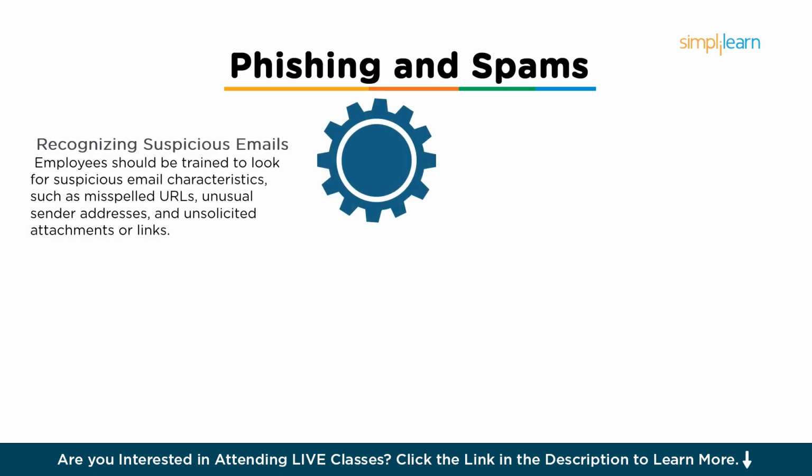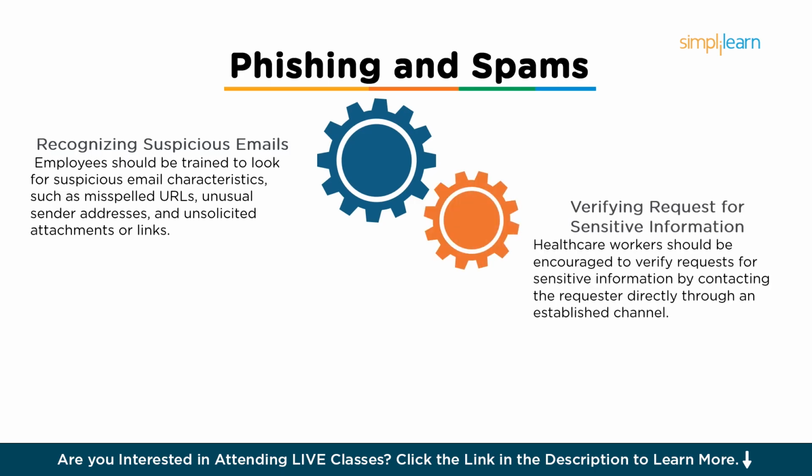Recognizing suspicious emails. Employees should be trained to look for suspicious email characteristics, such as misspelled URLs, unusual sender addresses, and unsolicited attachments or links. They should avoid clicking on links or downloading attachments from unknown senders. Verifying requests for sensitive information.